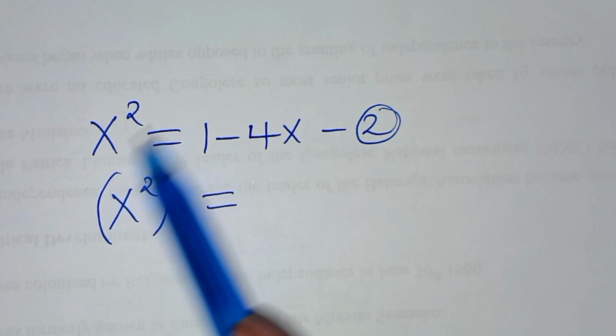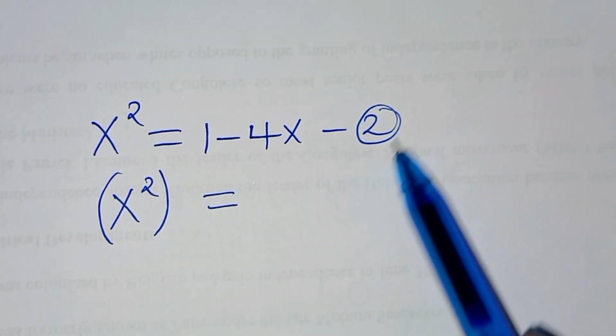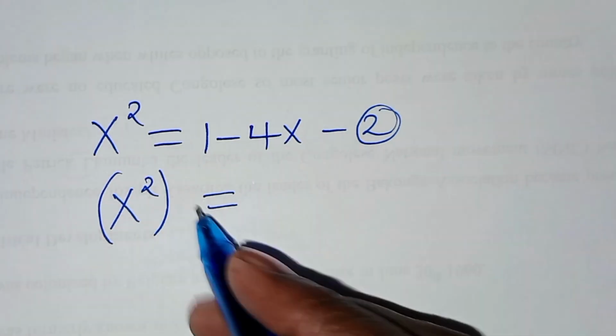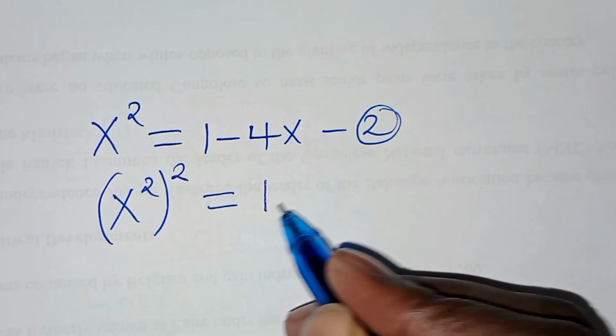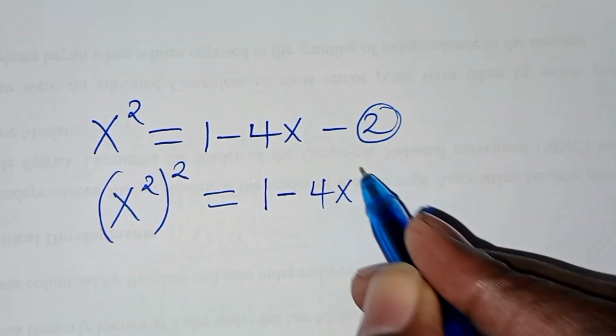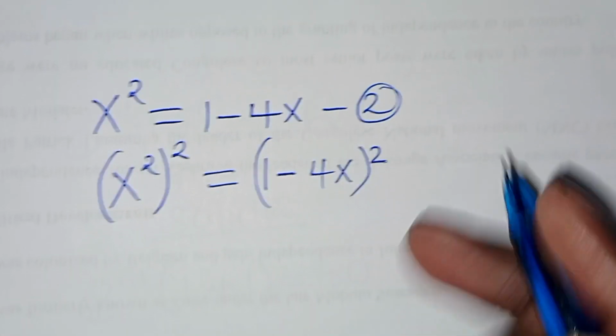Now we have x squared is equal to 1 minus 4x. We call this equation 2. Now let's proceed here to expand this equation. x to power 2 raised to power 2, then 1 minus 4x raised to power 2.